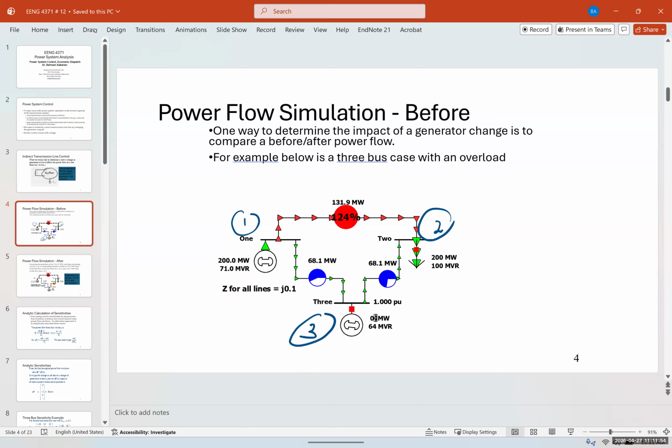Okay. Now, immediately you would see a problem here. Can you point out the problem? Yes, there's an overload. Where is the overload? Between bus 1 and 2. And again, this is the kind of situation a grid operator sees in real time, and this is a real-time software simulation. Now, the question is, what can we do about it?